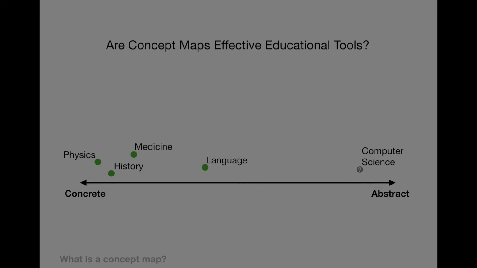Computer science, on the other hand, is very abstract, and often the abstractions are layered. So you need to understand one abstraction to build upon to understand the next. So I don't think we can take it for granted that these findings in other subjects will necessarily transfer to computer science, which is why I devised this experiment.